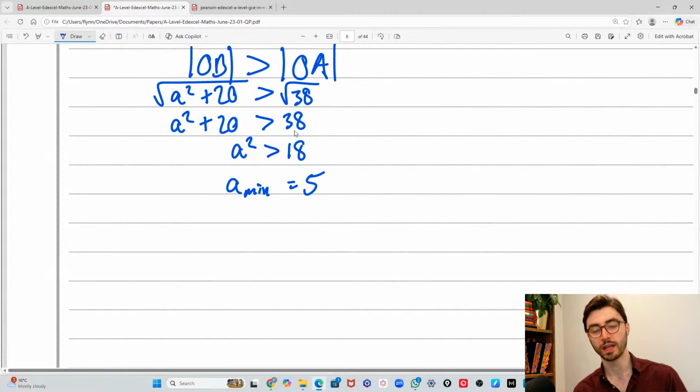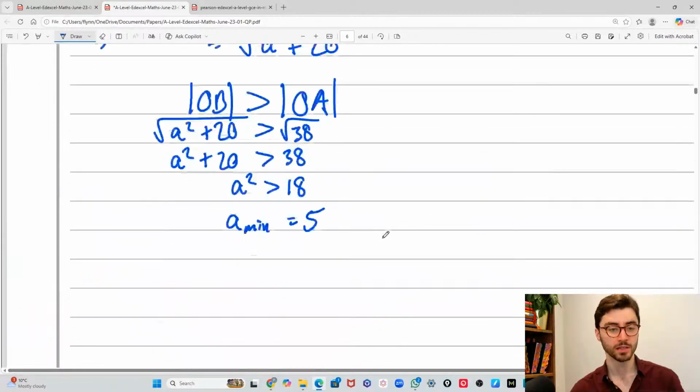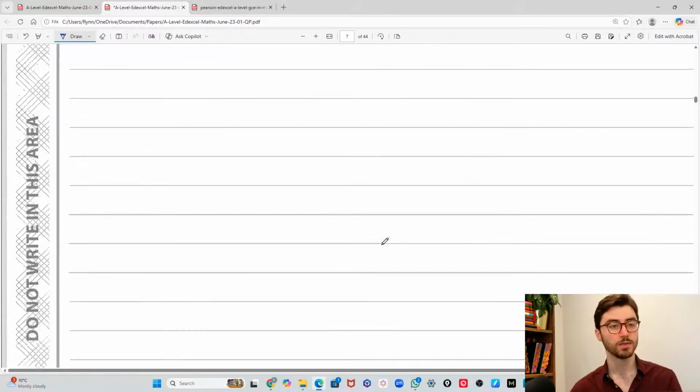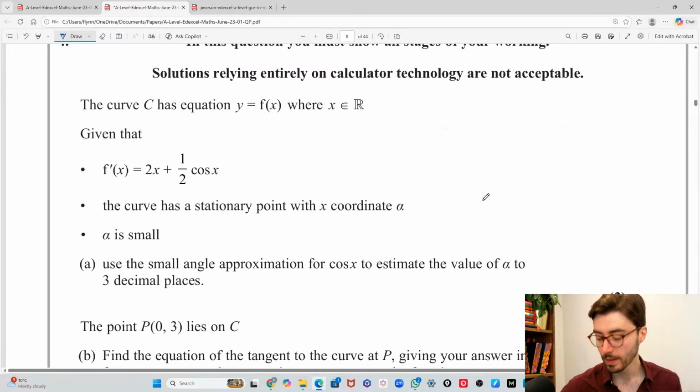Because 4 only gets you up to 16, and it's a positive thing. And for 2 marks, I think that's good enough. So moving on to question 4. Let's zoom out so we can read it.